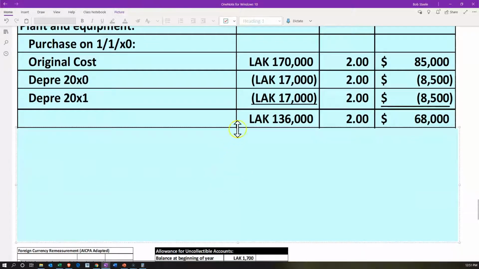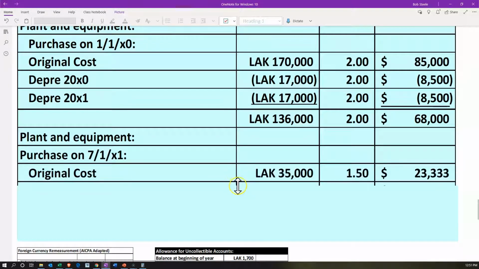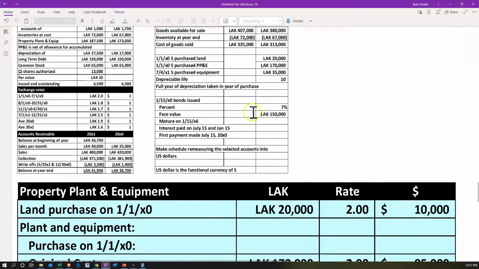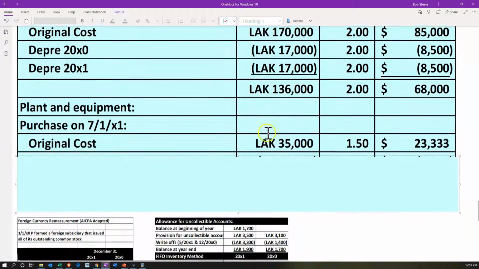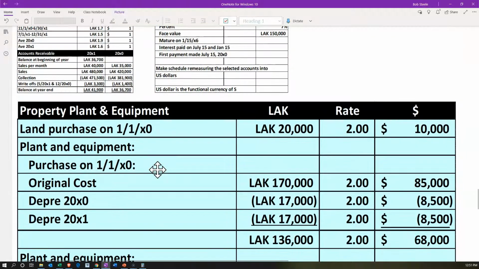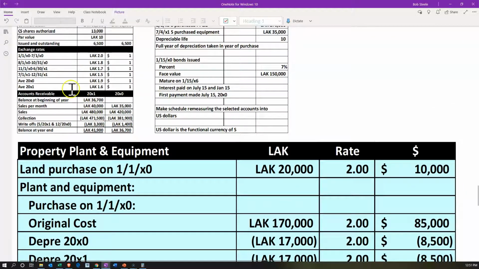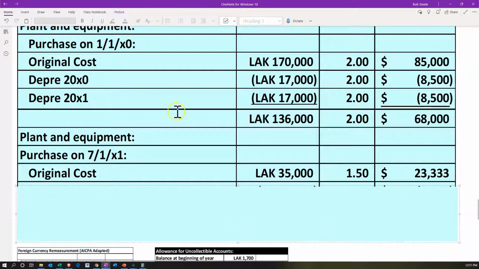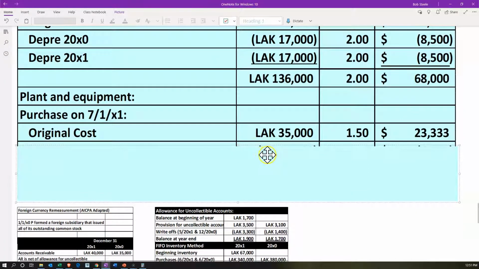All right, then we had one more piece of equipment down here that was purchased in X1. Original cost was 35,000. This was given to us in the data up top. So we have the 35,000. Then we're going to pick up the relevant date. Now we're going to be picking up the 1.5 because it was purchased on 7/1. So 7/1X0, if we look at our dates, is included in here. So that's where we're going to pick up our rate, which is now different, of course, at the 1.5, which is the thing that's kind of throwing us off here. This is the reason we needed the table in the first place. And then if we take the 35,000 divided by the 1.5, we get the 23,333.